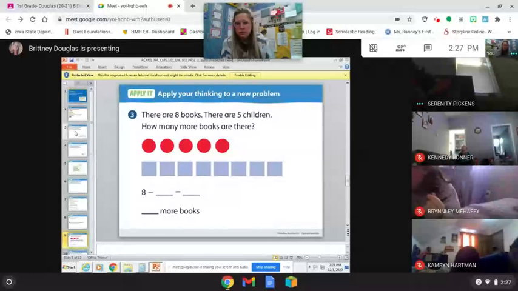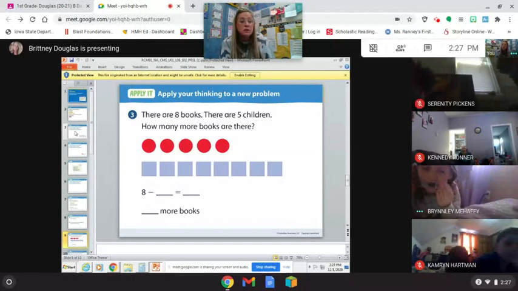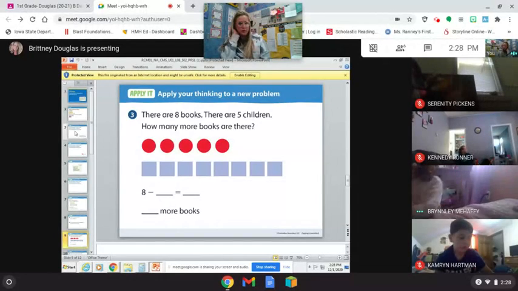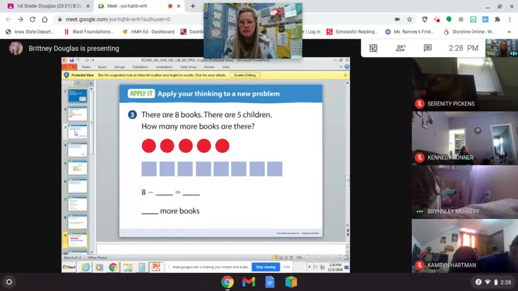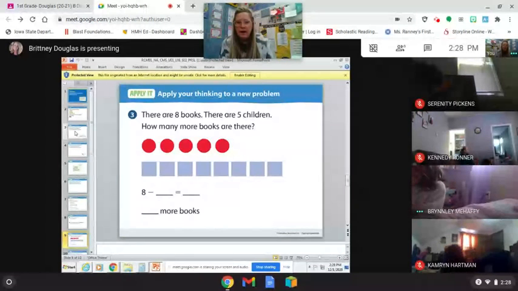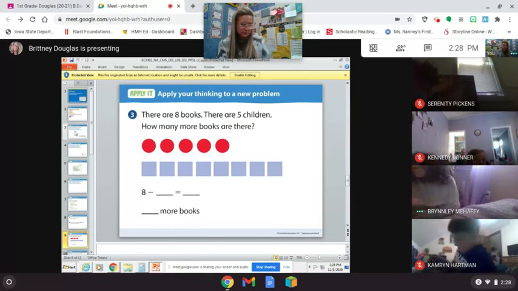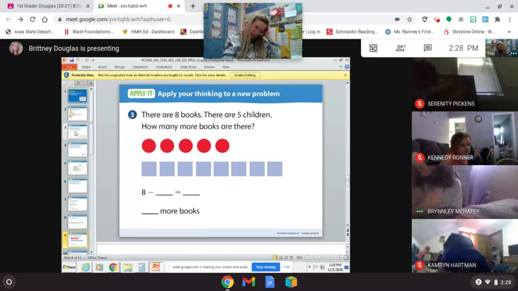8 more books and 8 books total. 5 kids total. So 8 minus 5 equals... If you drew lines, you should have drawn lines from each circle to each square. How many squares do not have a line? 3. Yep. There's 3 more books than there are kids. Every single kid got a book and there was still 3 left over. 8 minus 5 equals 3. 3 more books is what that problem should read. Okay?